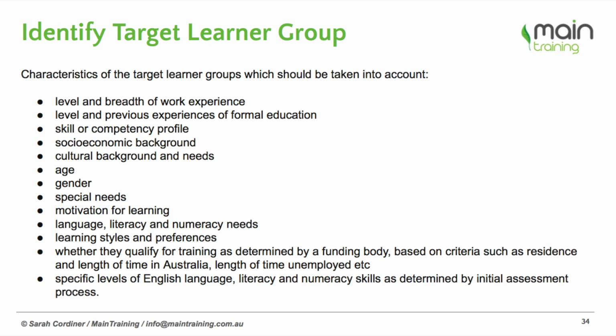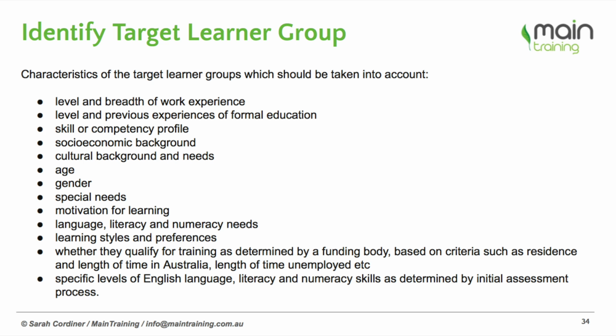So when it comes to identifying your target learner group, here is a list of different things you need to consider when it comes to planning out your training, how it's going to be written and how it's going to be delivered. The type, amount and level of work experience they've had in the past, and what kind of learning and education experience they've got. Have they got formal or informal, or a combination of both?